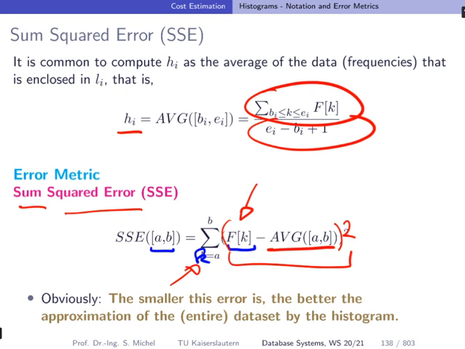So if you do this for one interval, or multiple intervals, or for the entire space of values, then we can say that one histogram is better than another histogram if the sum squared error is better, so smaller. And we want to find, or create using an algorithm, the optimal histogram according to sum squared error. That means that no other histogram can have a better or smaller SSE.